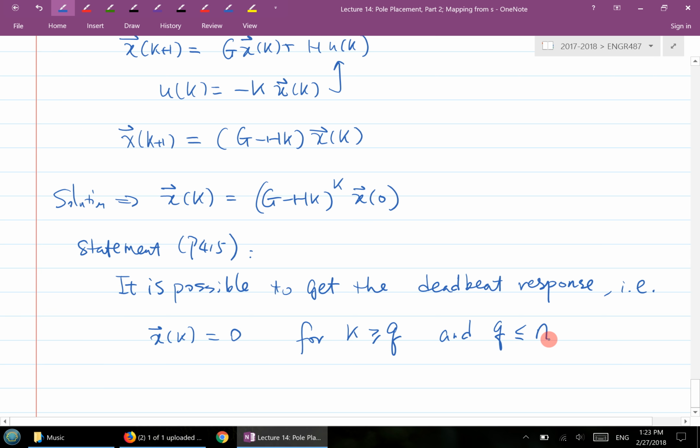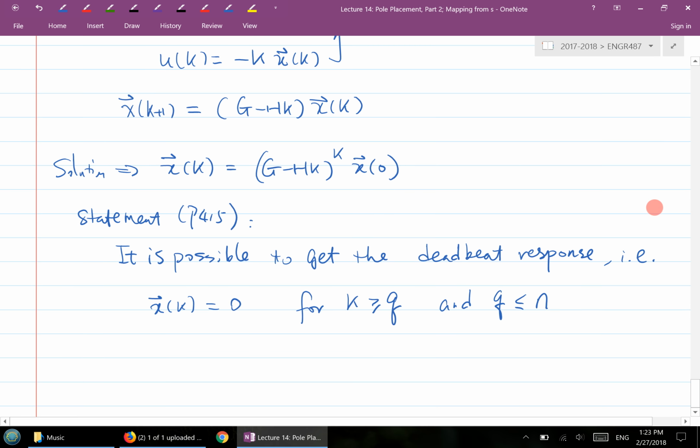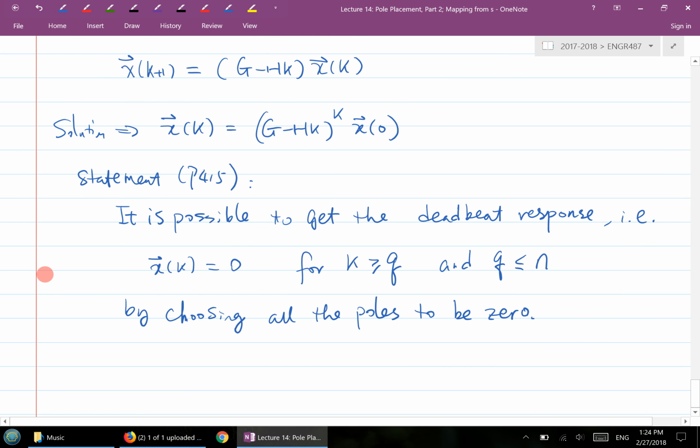So by choosing all the poles to be 0, that's the statement for the deadbeat response.